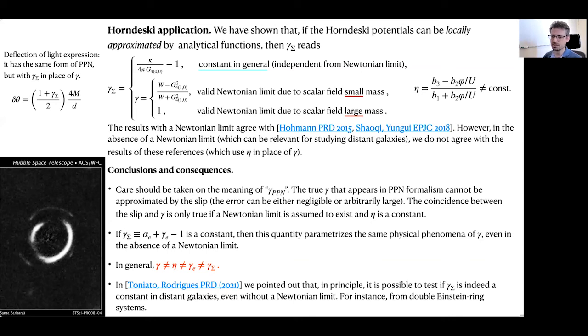If gamma sigma is a constant, then this quantity parameterizes the same physical phenomenon as gamma, even in the absence of a Newtonian limit. This is very important. In general, it's important to stress also that gamma is different from the slip, which is different from gamma E, which is also different from gamma sigma.